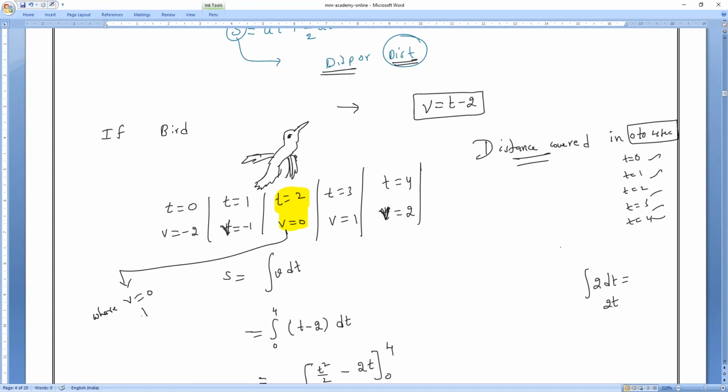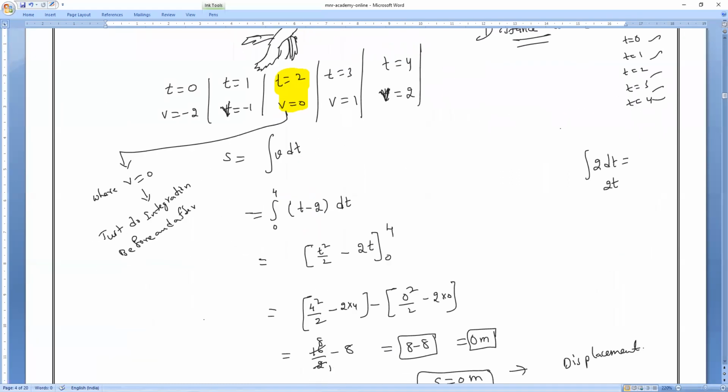Where V is equal to zero, just do integration before and after, to calculate distance and displacement. Is it okay, everybody? Wherever V becomes 0, you have to do integration just before and just after. So here we have to do the integration.